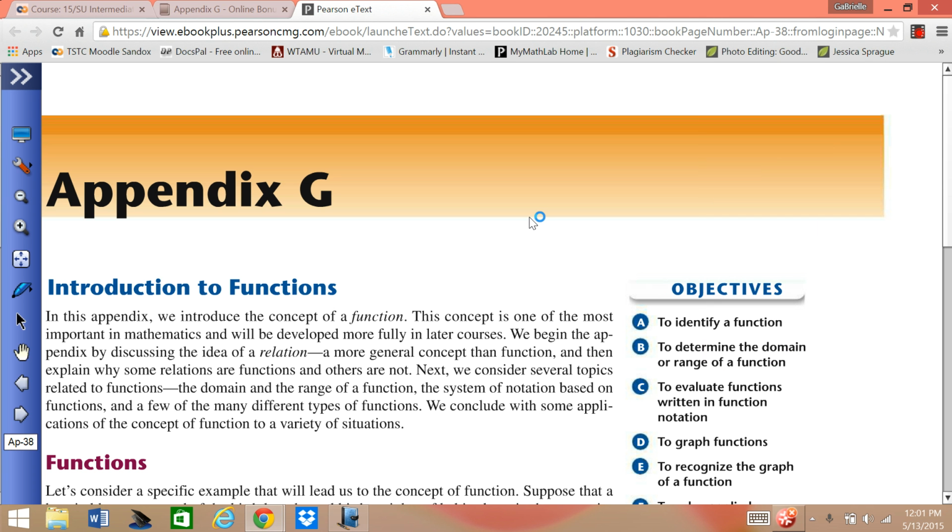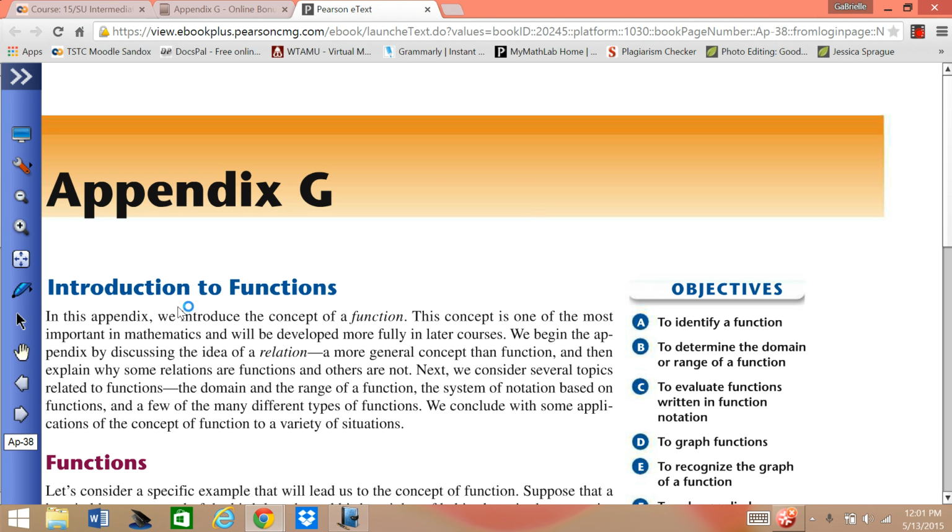Hello, it's Mrs. Mallet again, and there's no real video for Appendix G that we're starting off this week, so I figured I would do a video for you guys to see how to do the assignments. I have the book pulled up here, and we're going to go through the book, and I'll write some stuff out too.